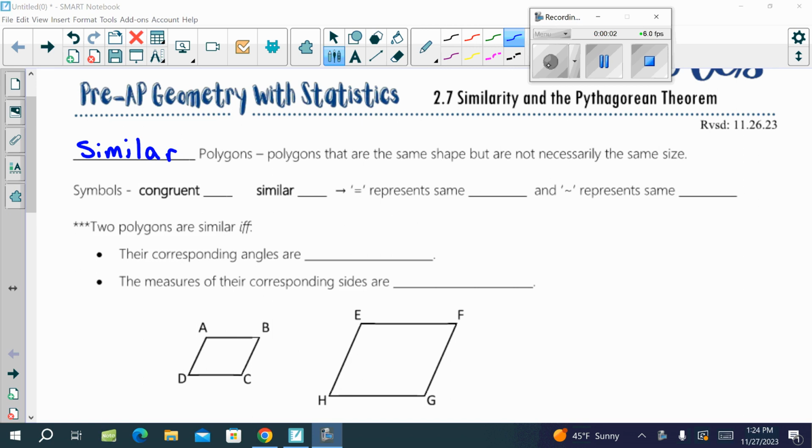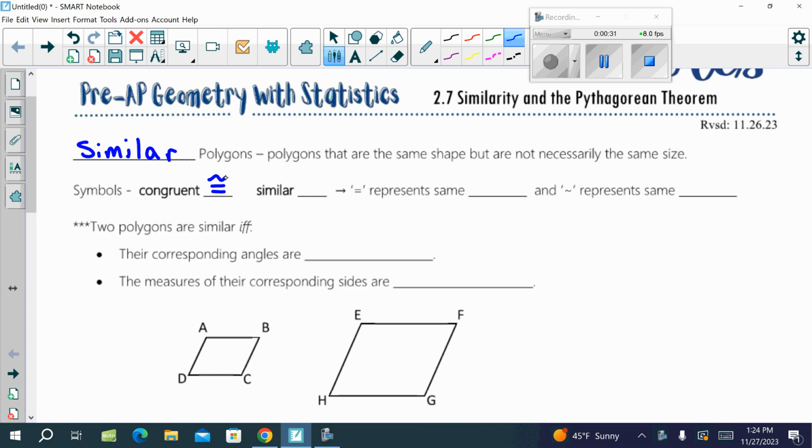Similar polygons. So polygons that are the same shape but not necessarily the same size. We did a whole activity before we went on break about two things that can be similar but not necessarily the same size. So same shape, different size. Symbols. So we remember the congruent symbol is your equal sign with the squiggle above it.